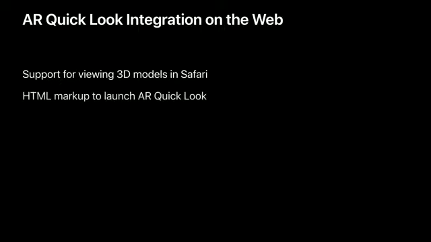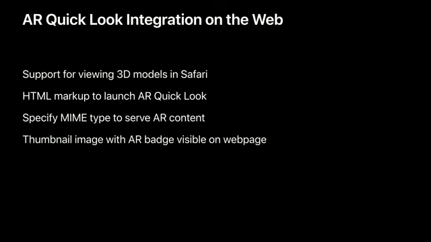For your website to support this, simply add HTML markup and specify the MIME type. This automatically adds the AR badge in the top right-hand corner of your thumbnail image to let users know that they can view this content in AR. Tapping on the thumbnail will launch AR Quick Look. This easily transforms your website into a seamless AR viewing experience, as there's no need to download any application.